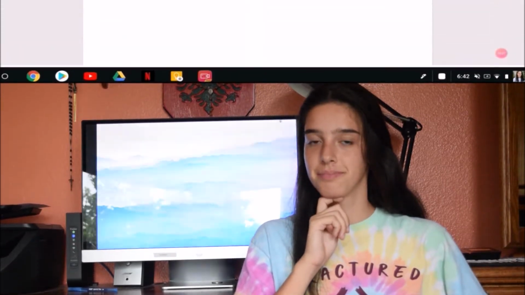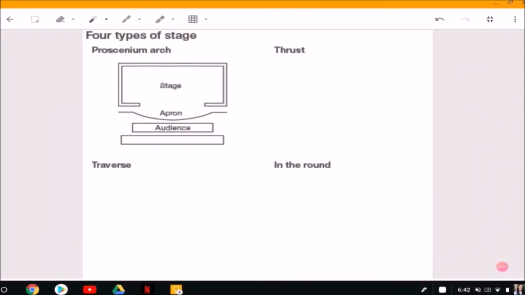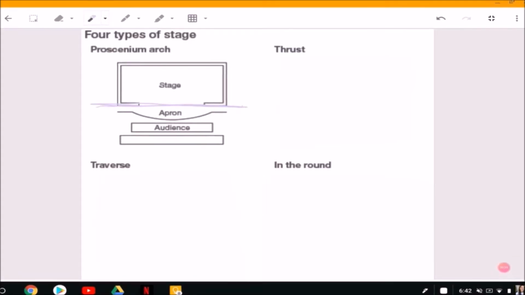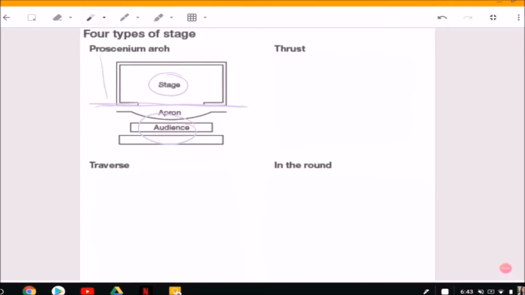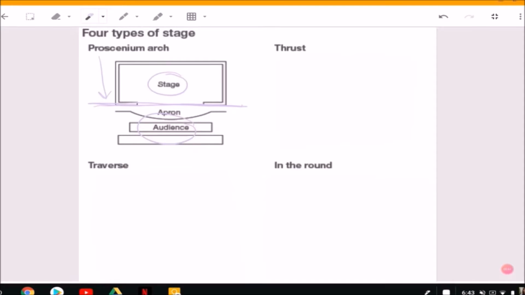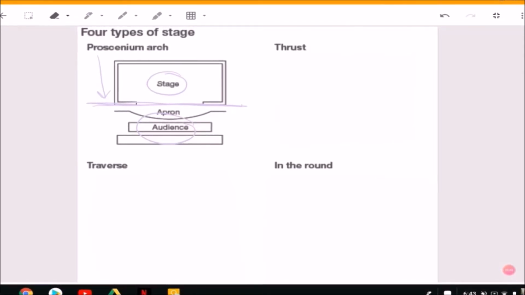While we're on the topic of stages, there are 4 different types that you need to know. The most popular and widely known stage is the proscenium arch stage. This type of stage, which we looked at earlier, separates the audience and the actors through a line called the proscenium line, hence the name proscenium arch stage. Ontario High School stage, along with most other high schools, for example, have a proscenium arch stage.